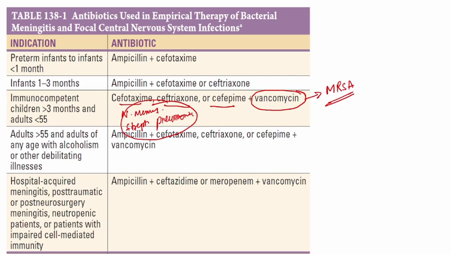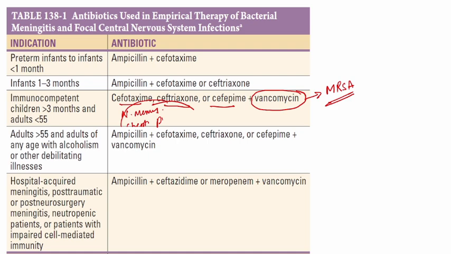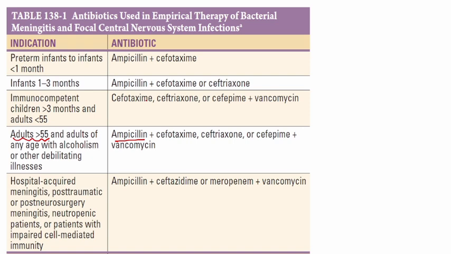Why do we have to add ampicillin in those who are more than 55? Because in adults more than 55 years of age, Listeria monocytogenes is a very common organism. So we have to give ampicillin in these patients.